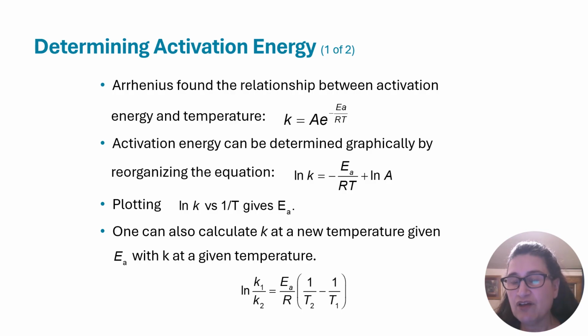And if I have two sets of conditions, because let's say I don't know k, I would set this at one set of conditions equal to this at another temperature, and then I would have this equation, which is for two conditions, one at one temperature and one at another temperature.